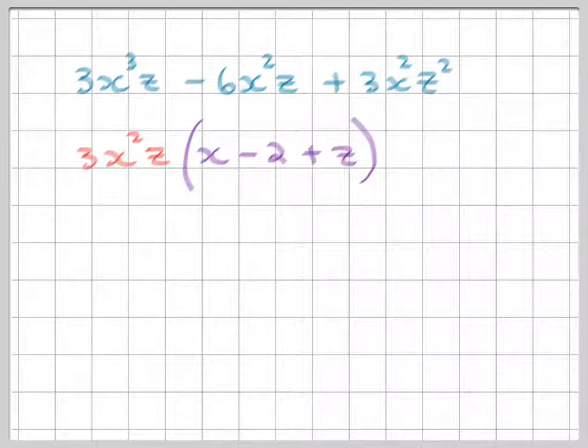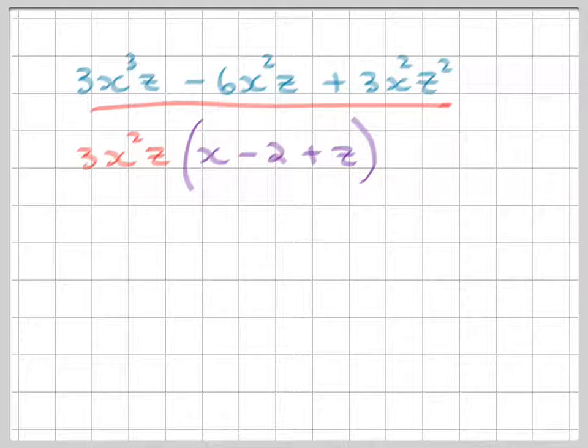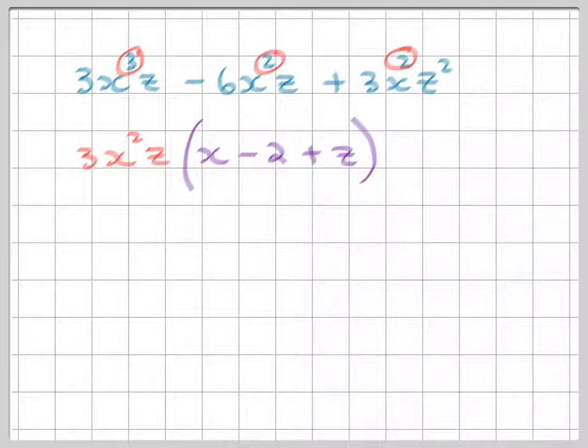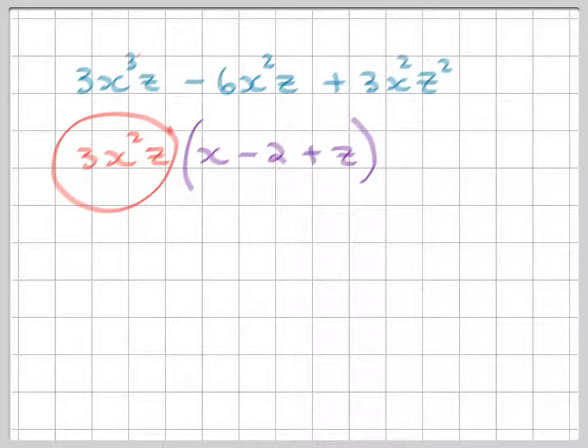Okay, so here we have exactly the same. These terms, we have to take out a greatest common factor. And we chose 3x squared z. Why did we choose that? This has got x cubed, x squared, x squared. So all of them have at the very least got an x squared. Okay? Then we've got a z, and a z squared. So all of them at the very least have got 1 z. Okay? And we can see 3 will fit in there, 3 will fit in there, and 3 will fit in there. So that's how we came up with this greatest common factor here.